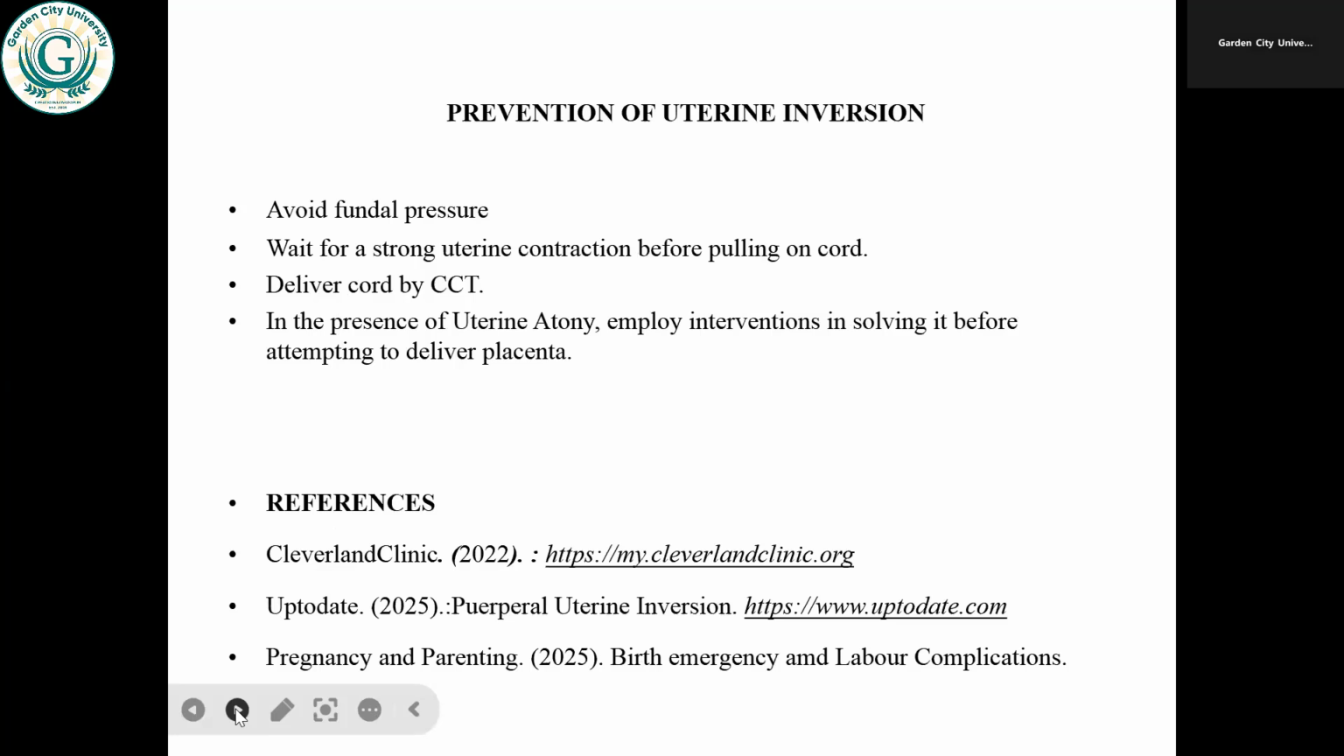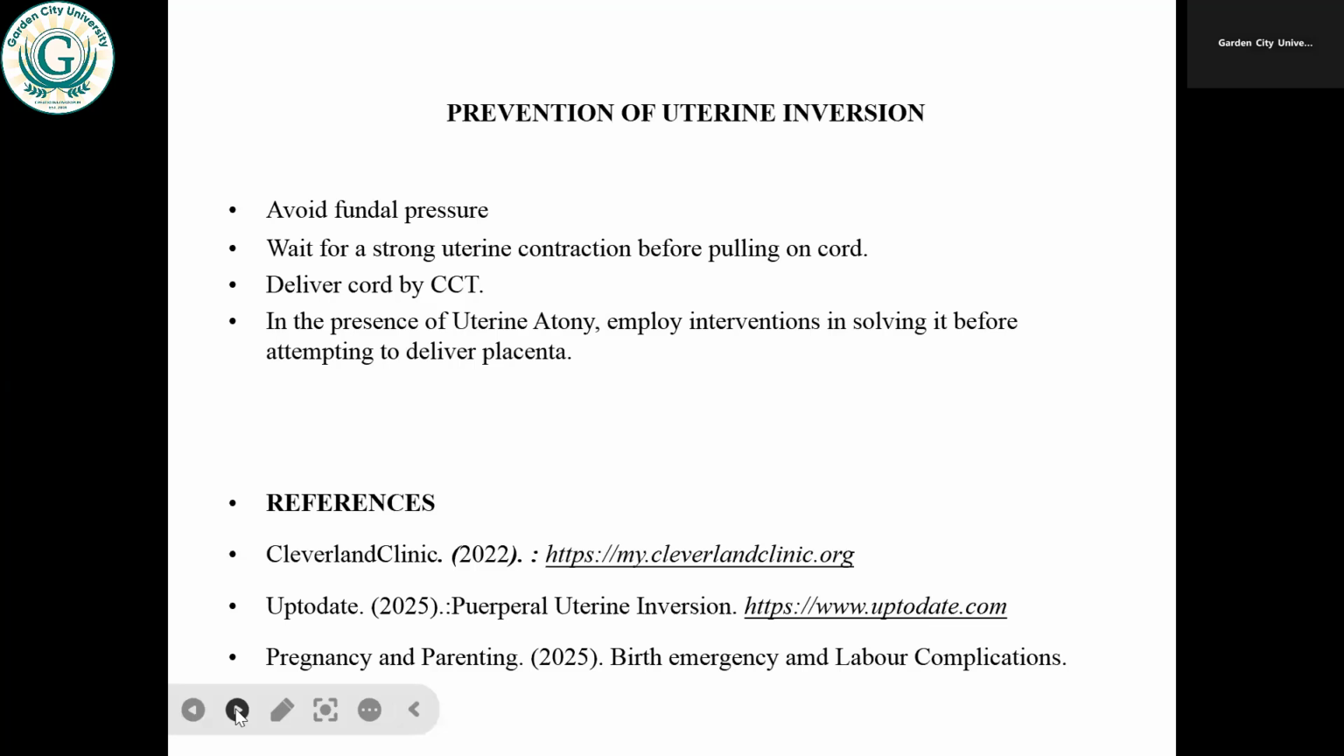Prevention of uterine inversion. One, we have avoid fundal pressure. Two, you wait for a strong uterine contraction before pulling on the cord. You don't deliver the cord immediately after the baby is out. You wait. You put your hand on the uterus to feel a strong uterine contraction before you carry on with the other process. Thirdly, we have deliver the cord by controlled cord traction.